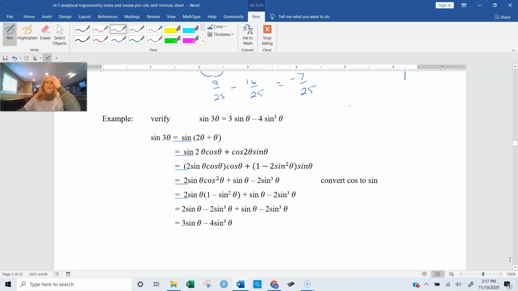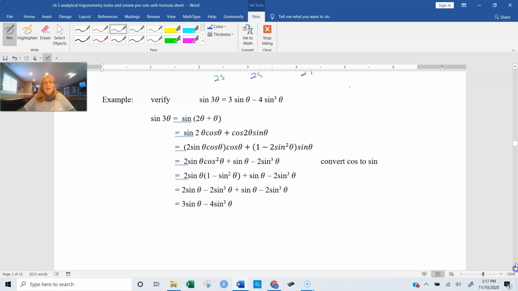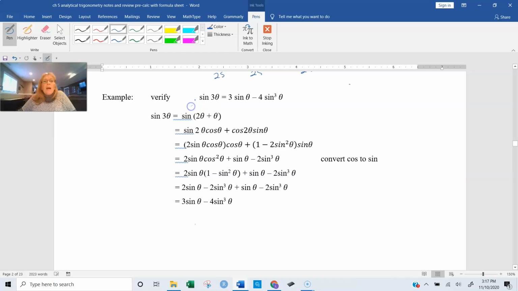All right, these are the ones that get fun. Now we have to verify that the sine of 3 theta is equal to 3 sine of theta minus 4 sine cubed theta. Remember, we try to start with one side and work to the other. Well, for 3 theta, we're going to use angle addition. I know that's 2 theta plus theta. Now let's use our sum identity. So that's sine 2 theta cosine theta plus cosine 2 theta sine theta. We just did the angle addition from last section.